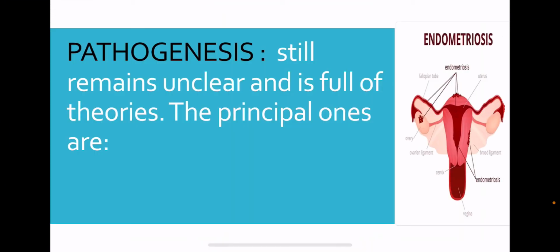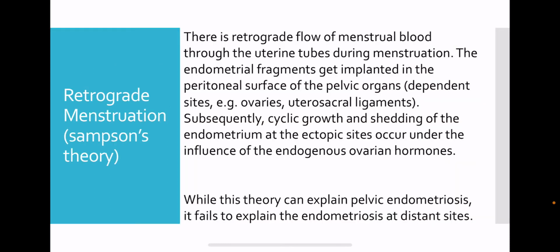Pathogenesis still remains unclear. We do not know the pathogenesis. It is still unclear, but full of theories. A number of theories have been proposed. Some of the principal theories are stated below, which could be the pathogenesis of endometriosis.